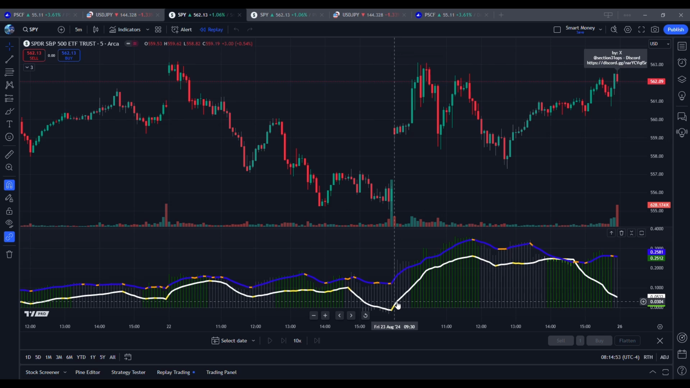The histogram here is going to have two different shades of green when it is above zero, and two different shades of red, a bright red and a pinkish red, when things get below zero. What causes that to change is this white line here, which is a faster version of the smart money indicator, and this blue line here, which is a slower moving version of the smart money indicator.